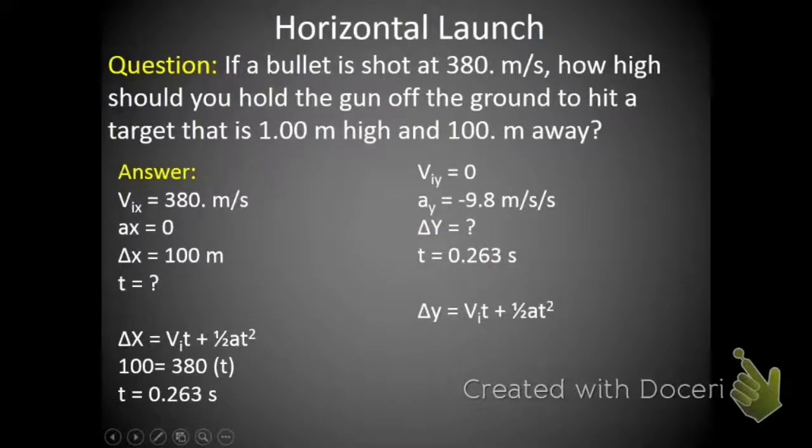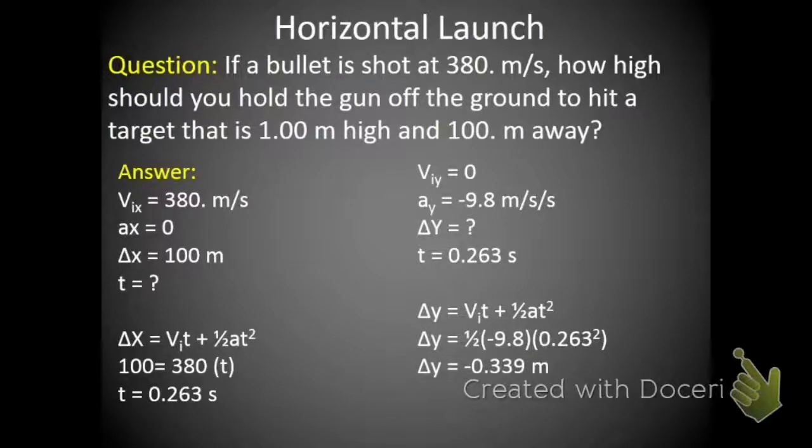I actually end up using the same kinematic equation, only now what I know and what I don't know is a little different, and it's in the y direction. I plug in my values, and I solve for my delta y. Now this is saying that I have a negative delta y, and the way that I would interpret that is that the bullet is dropping. And how much does it drop? 0.339 meters.